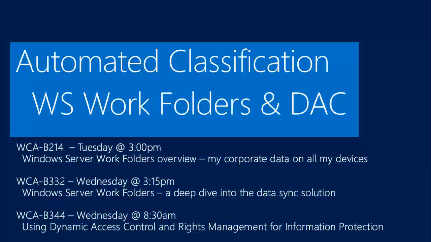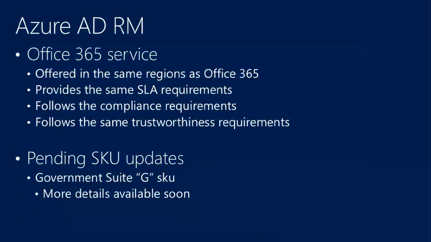So basically, if you have your file servers on-premise, you want to use AADRM, and once you set the policies, FCI will be able to then talk to AADRM and then perform any of the protection tasks that you need it to do. And so the first session I would go to, and it's the first one tomorrow morning, is the B344 session at 8:30, which is using dynamic access control and rights management for information protection.